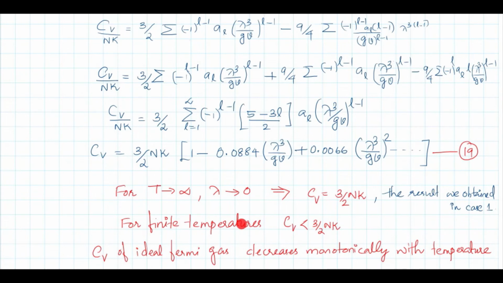But for finite temperatures, that is temperatures not infinitely high, Cv will be less than 3 by 2 nk, because you can see that it is 1 minus a quantity. So for finite temperatures this quantity will have a value and Cv will be less than the 3 by 2 nk value. So Cv will be less than the limiting value. So we can say that Cv of ideal Fermi gas decreases with the temperature. For infinitely high temperature it is 3 by 2 nk, and for finite temperatures it is less than 3 by 2 nk. That is, we can say that Cv of ideal Fermi gas decreases monotonically with the temperature.